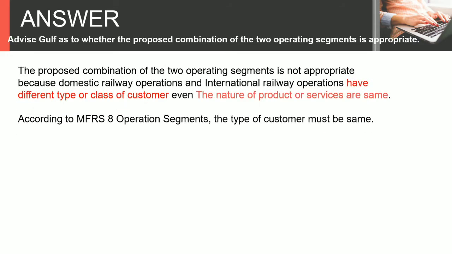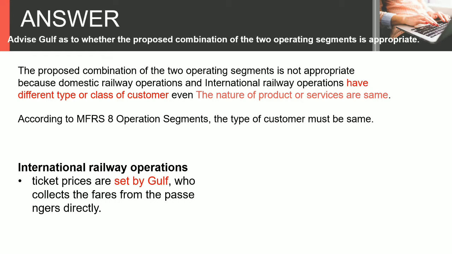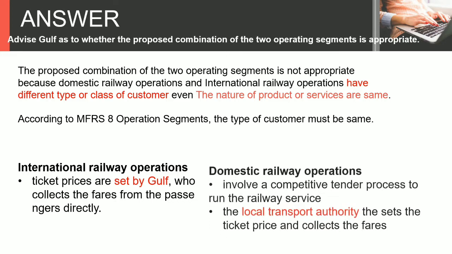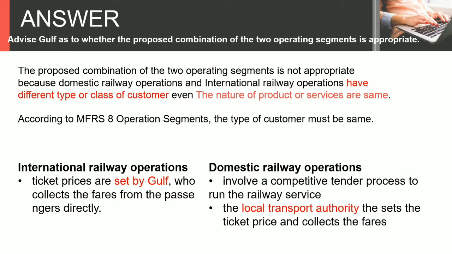The answer for example 1: the proposed combination of the two operating segments is not appropriate because domestic railway operation and international railway operation have different types or classes of customer, even though the nature of the product or service is the same. According to MFRS 8, the type of customer must be the same. In international railway operations, ticket prices are set by Gulf, who collects the fares from the passengers directly, while domestic railway operation involves a competitive tender process to run the railway service, and the local transport authority sets the ticket price and collects the fares.